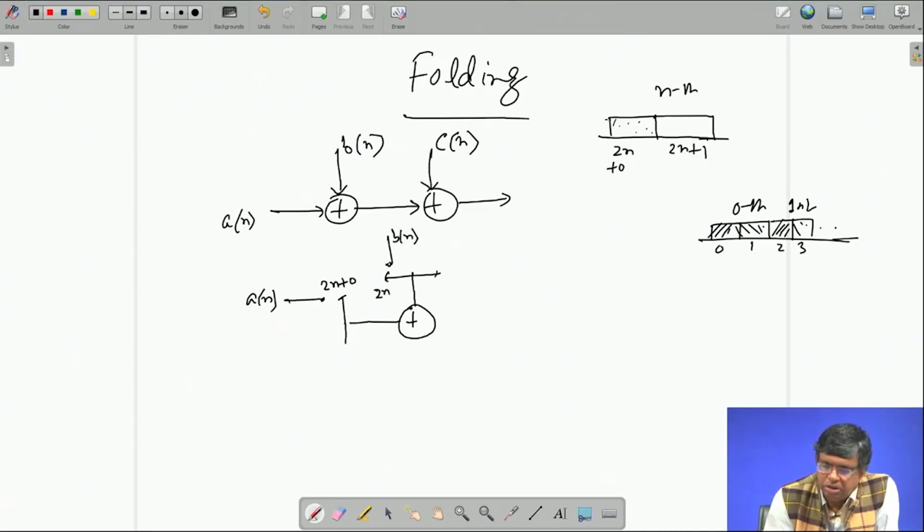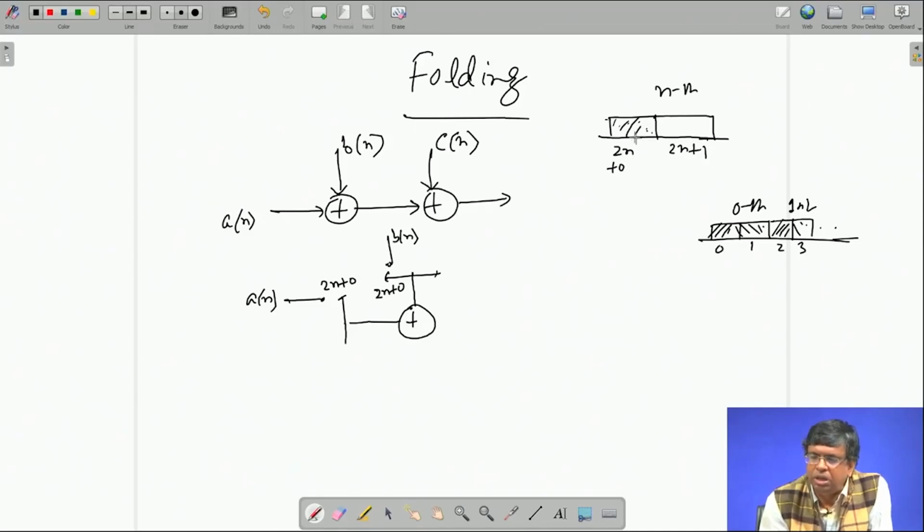So, bn also I will touch at 2n plus 0. During this half, 2n plus 0, I am doing addition of an and bn. If t is the original clock duration, now it is t by 2. So, clock period is half, speed is twice. Original speed is 1 by t, now it is 2 into 1 by t.